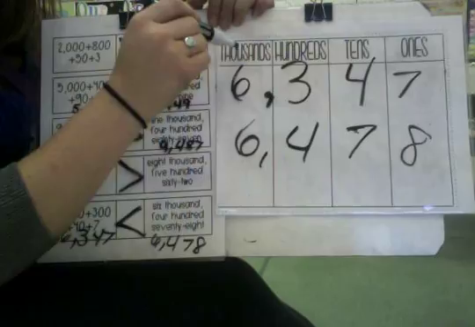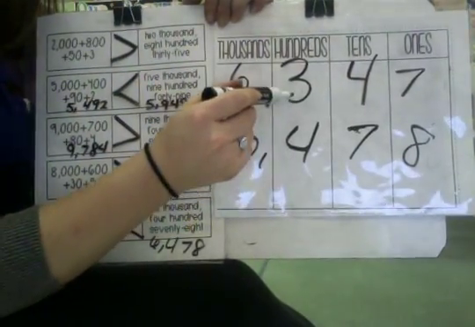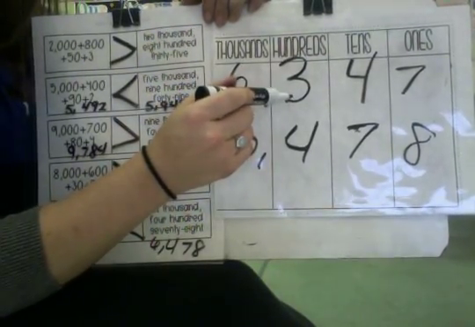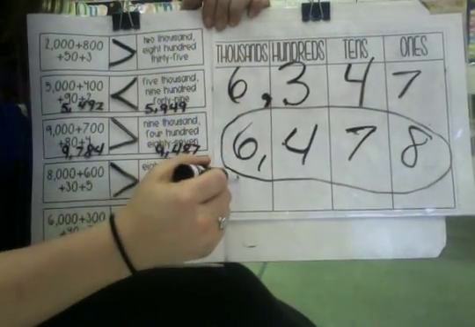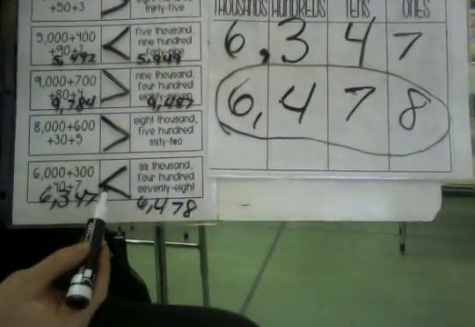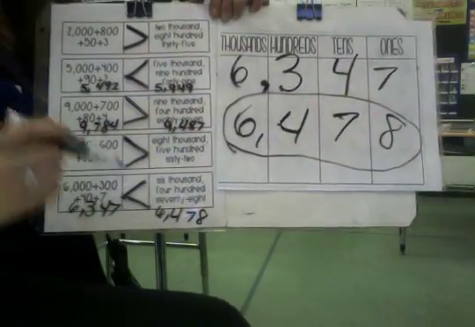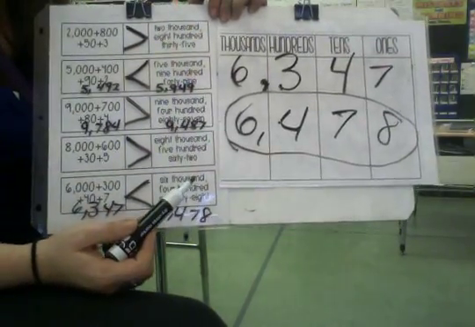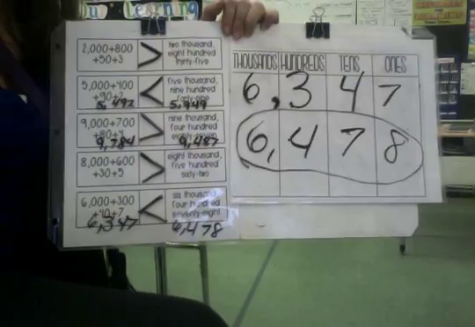Well, because if I look at my thousands, they're the same. But if I go to my hundreds, I see a 3 and a 4. And I know that 3 is smaller than or less than 4. So this number here is my greater number. And my alligator always eats the larger number. Awesome job reading your different forms, analyzing what those forms were, and then comparing those numbers together. See you later.